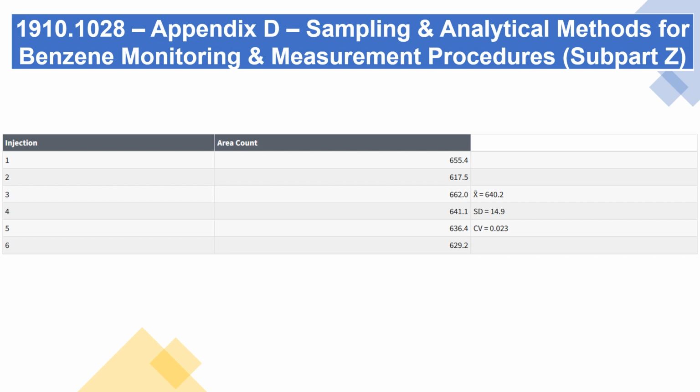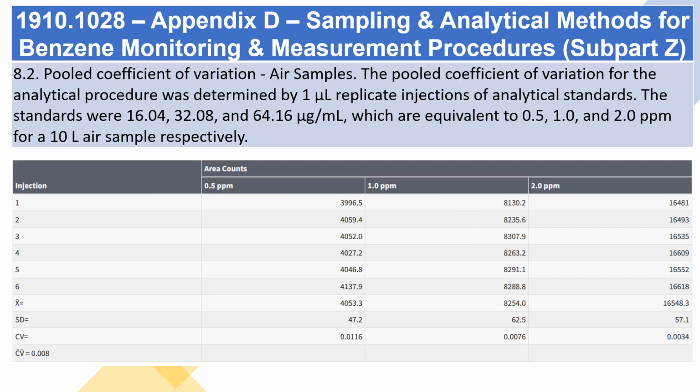Injection table. 8.2 Pooled coefficient of variation, air samples. The pooled coefficient of variation for the analytical procedure was determined by 1 µL replicate injections of analytical standards. The standards were 16.04, 32.08, and 64.16 µg/mL, which are equivalent to 0.5, 1.0, and 2.0 ppm for a 10 L air sample respectively.